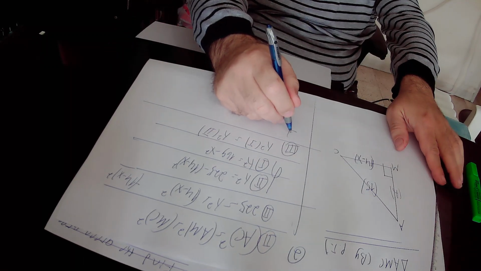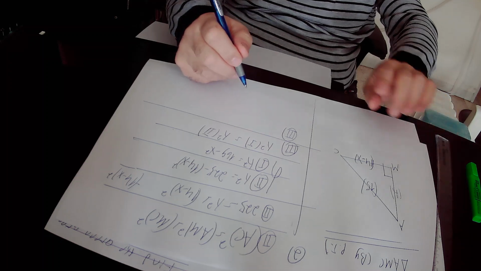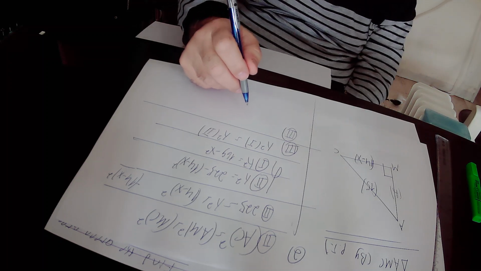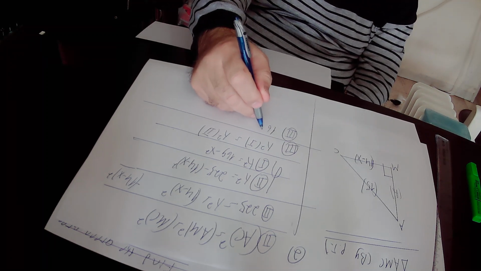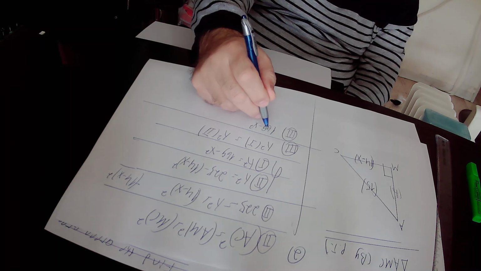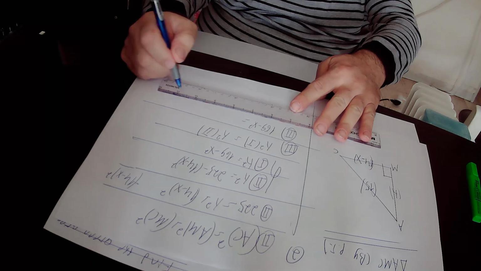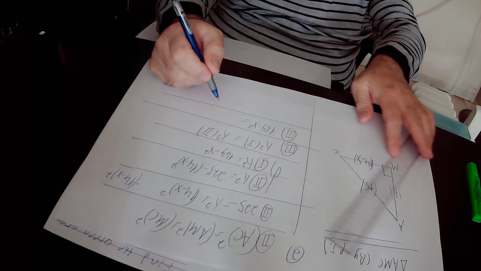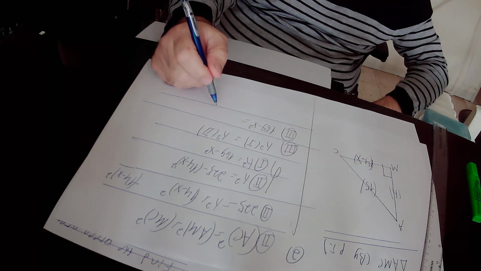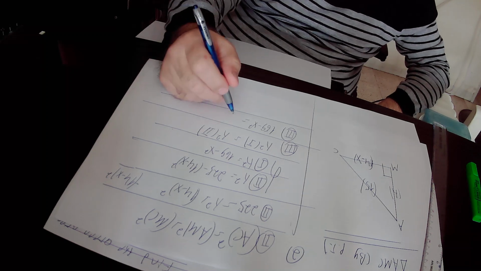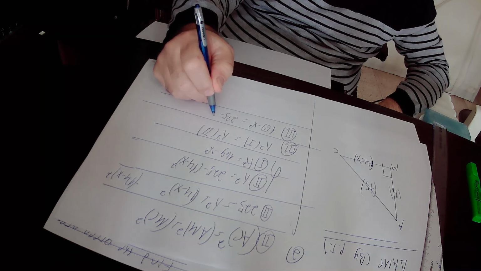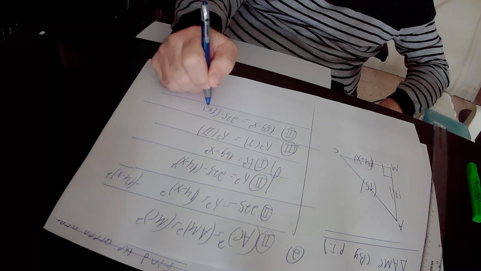So h squared according to equation number 1 equals 169 minus x squared, and it must be equal to h squared according to equation number 2. So h squared according to equation number 2 equals 225 minus (14 minus x) squared.